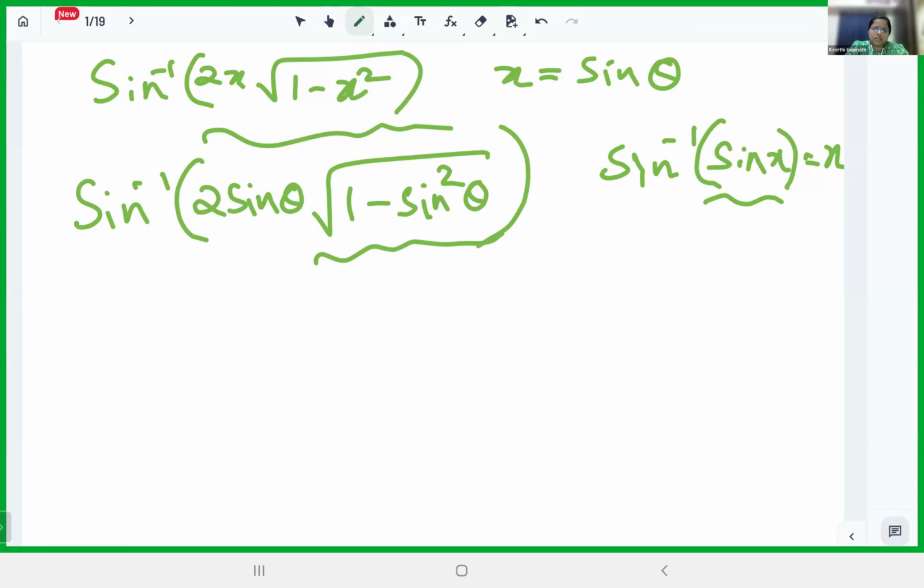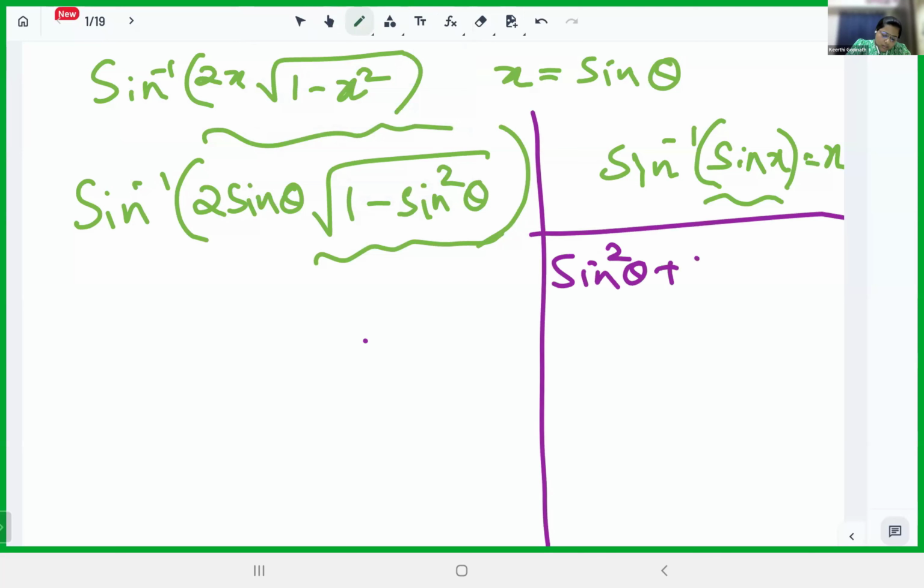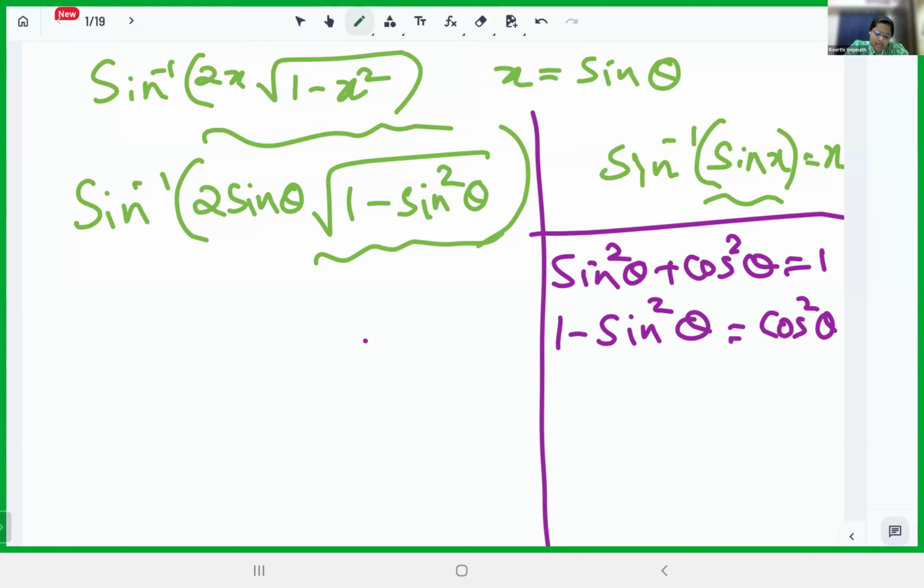Now, what can you say about this root of 1 minus sine square theta? Here we have to apply the trigonometric identities from the previous year. What was that? Sine square theta plus cos square theta is 1, right? So we can write 1 minus sine square theta is equal to cos square theta. I have taken the sine square theta to that side. So we got that 1 minus sine square theta is equal to cos square theta.